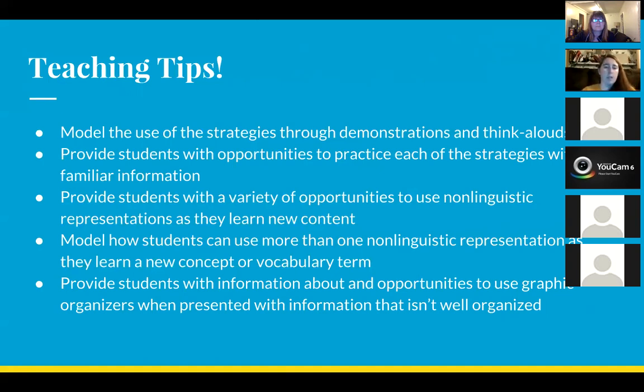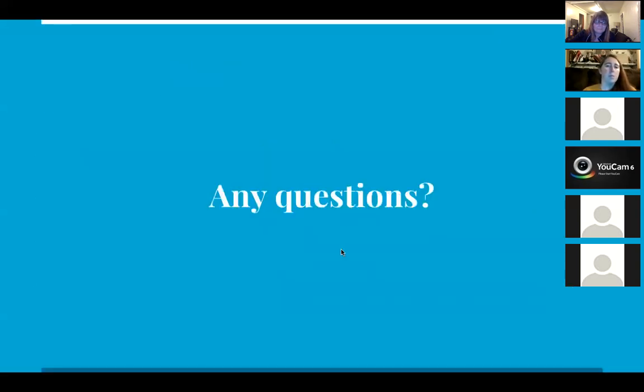Make sure to keep providing students with a variety of opportunities to use the non-linguistic representations, and model how students can use more than one non-linguistic representation as they learn a new concept or vocabulary term. And last, provide students with information about and opportunities to use graphic organizers when presented with information that isn't well organized. Does anybody have any questions or comments?